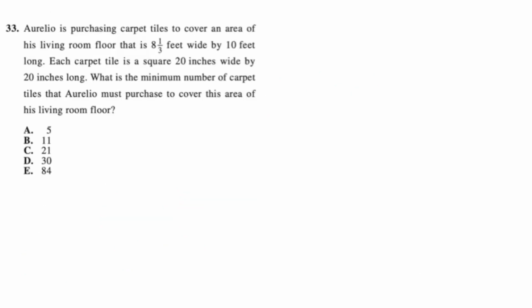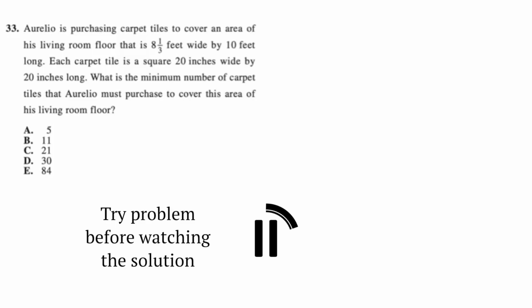Number 33 says, Aurelio is purchasing carpet tiles to cover an area of his living room floor that is 8 1/3 feet wide by 10 feet long. Each carpet tile is a square 20 inches wide by 20 inches long. What is the minimum number of carpet tiles that Aurelio must purchase to cover this area of his living room floor?